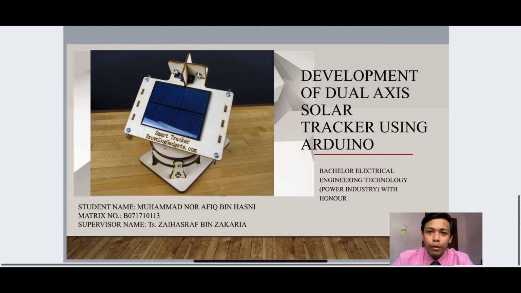My name is Muhammad Nur Afif bin Hasni. Today I will present my final year project, Development of Dual Axis Solar Tracker using Arduino. My supervisor is Encik Zai Hasraf bin Zakaria. To start this presentation, I will begin with the description of this project.